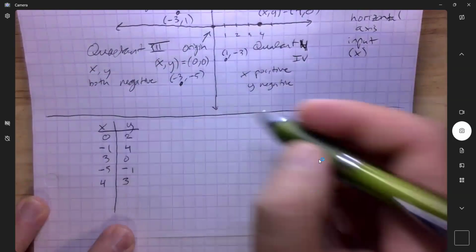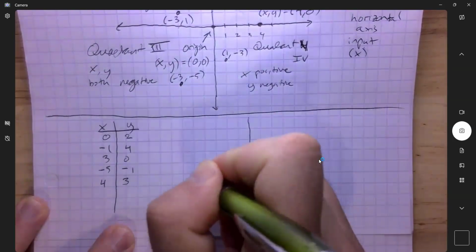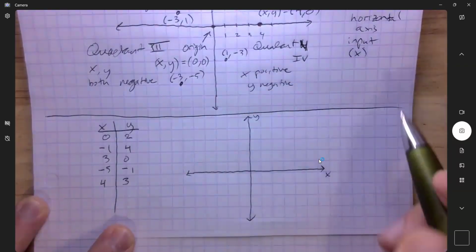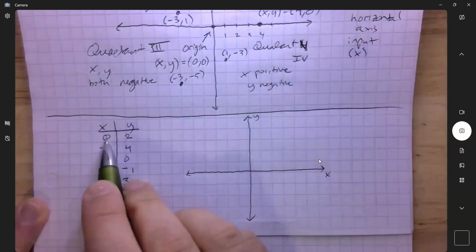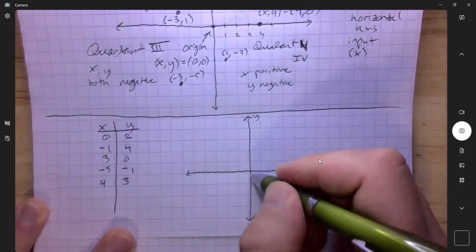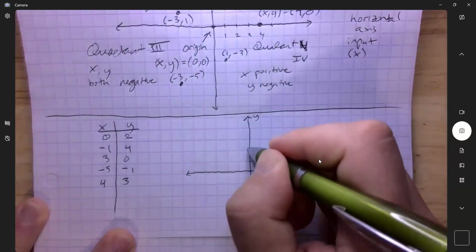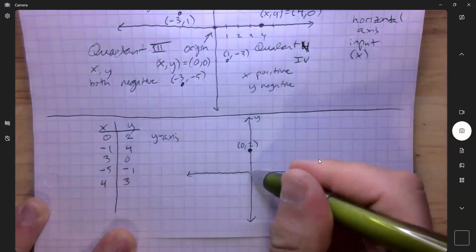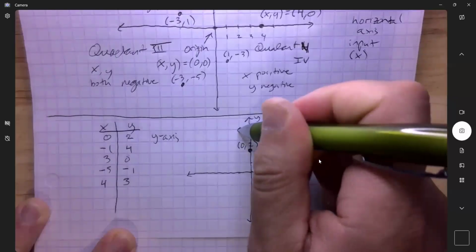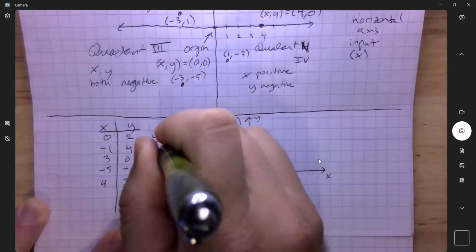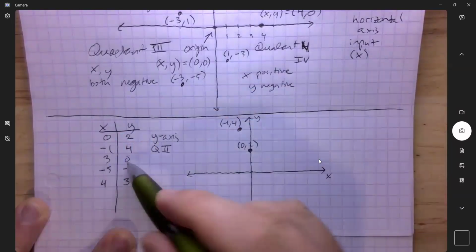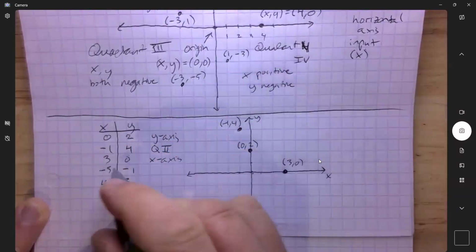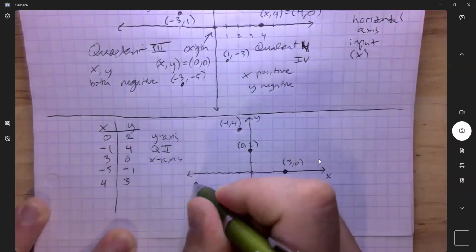But if this is my numerical representation, and I want to plot it on axes, we usually put our x-axis as the horizontal and the y-axis as the vertical. Let's just start plotting the points. x is 0 means x should be here, and y is 2. So the point (0, 2) is on the y-axis. (-1, 4): x is -1, y is 4. This is in quadrant 2. (3, 0) means x is 3 and y is 0. This is on the x-axis. (-5, -1).